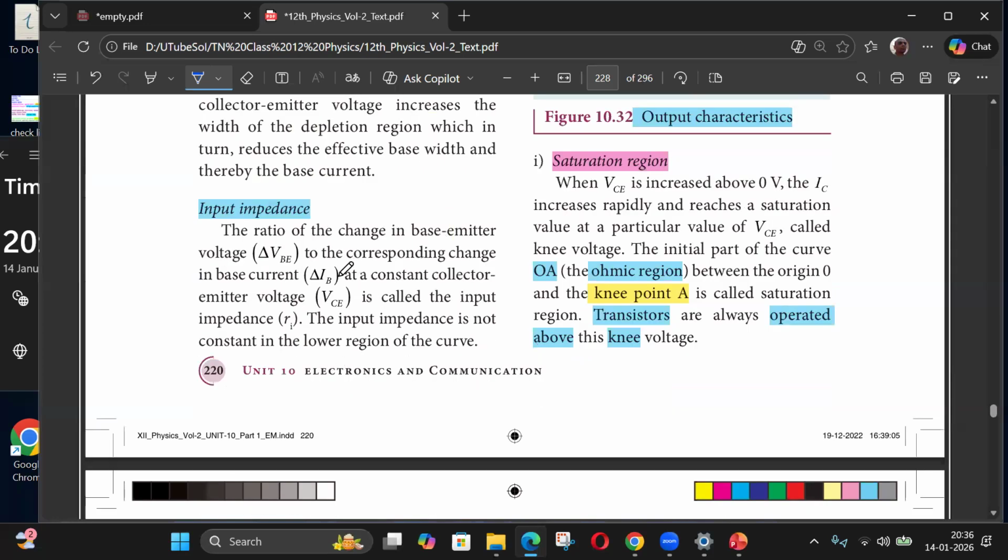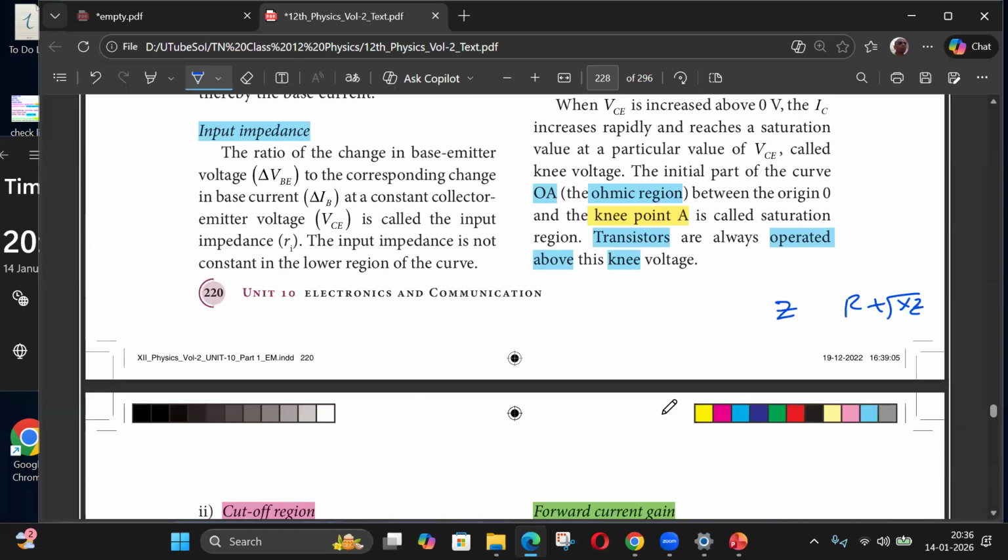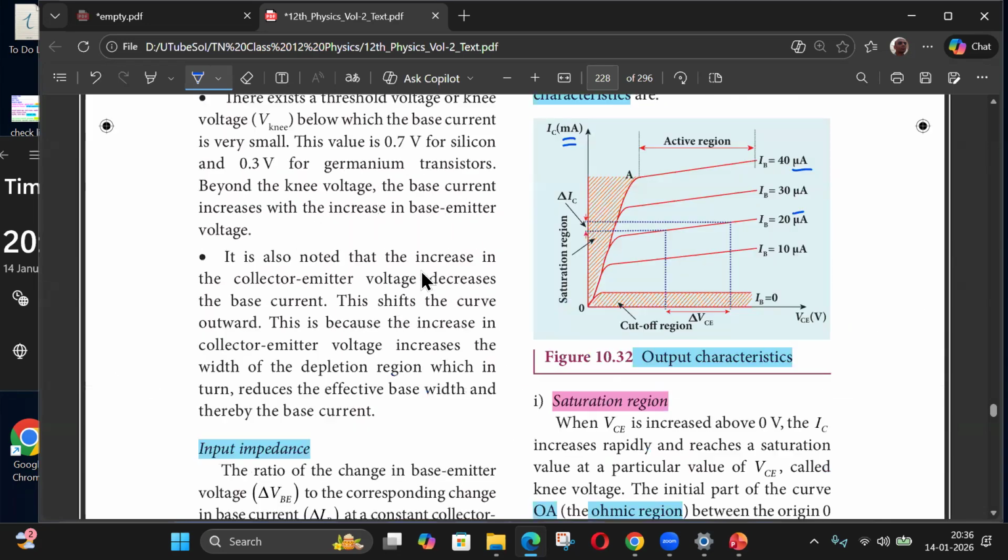So input impedance is on the input side. You have to find impedance, which is the same as resistance that you have studied in the AC chapter. It's the square root of R square plus X square, right? So here they have said impedance in general, but it's actually resistance. So on the input side, the voltage is VCE and the current is IB. So input impedance is VCE by IB.